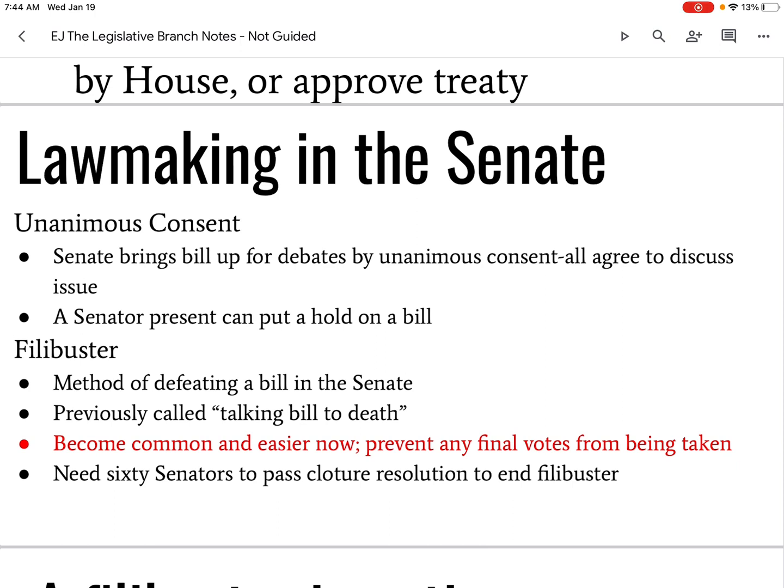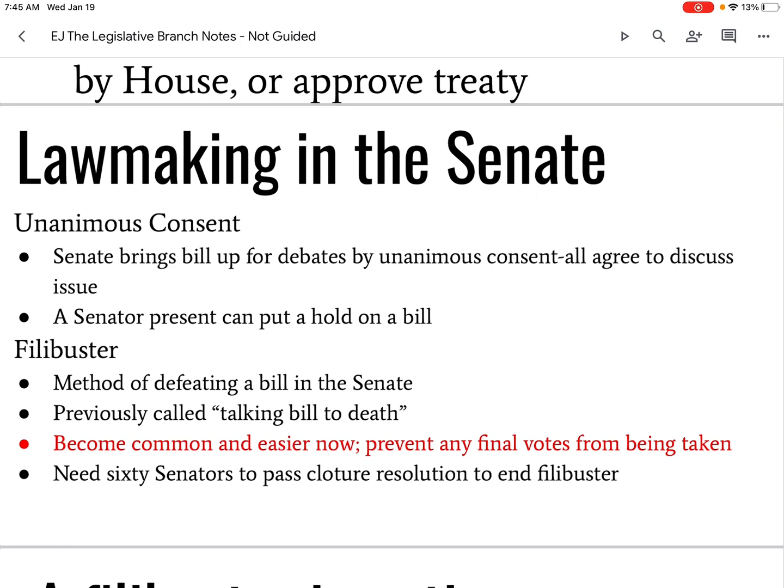Now you're thinking, oh no, what if you only have 51 members as the majority party? You're probably not going to get 9 members from the minority party over to your side to make that person stop talking. So instead, you would just have to agree to let the bill die. You won't get enough people to cast a vote to get that person to stop talking, but you also can't cast a vote until they're done talking. So basically, you just let the bill die. You need 60 senators to pass the cloture resolution to end a filibuster.